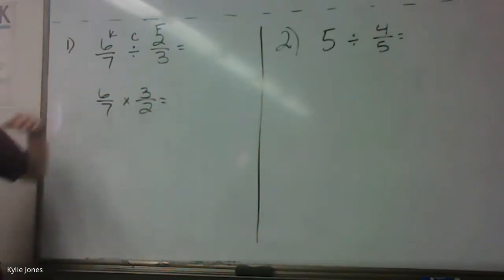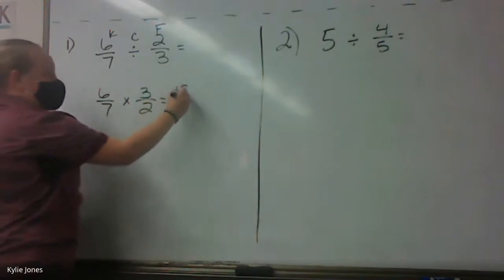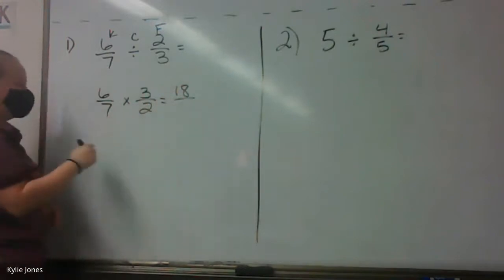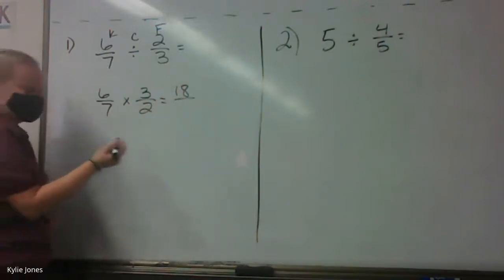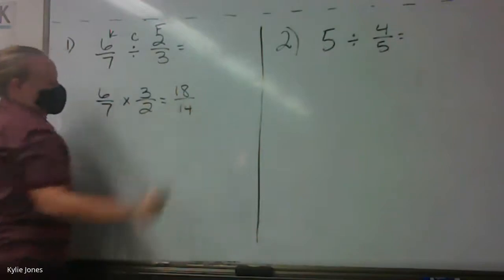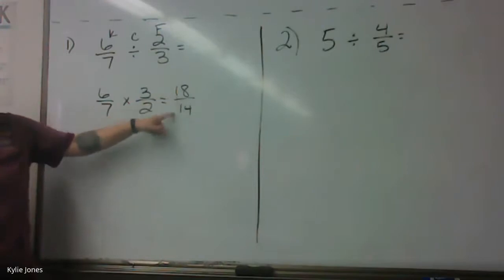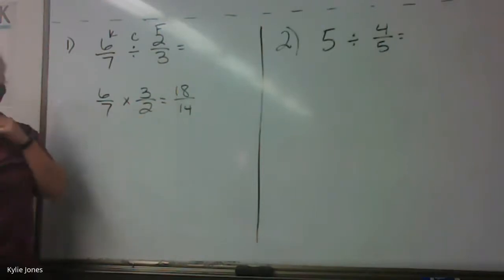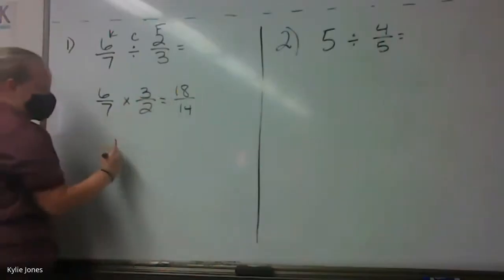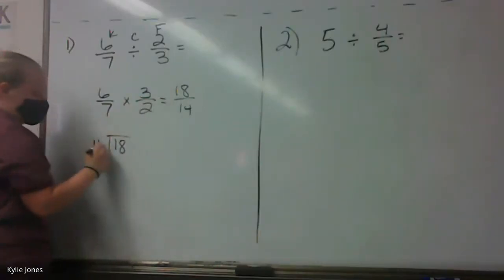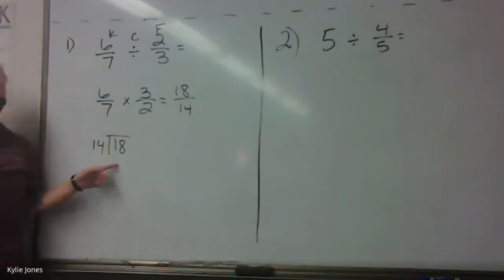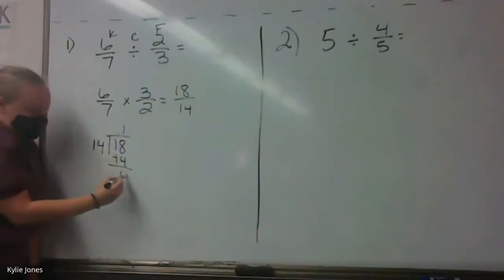What's 6 times 3? 18. 7 times 2? 14. But we're not completely done. We still need to change the improper fraction. What do I do? Divide. Take the 18 on top, divide it by 14. How many times does 14 go into 18? 1 time. Subtract and you get 4.